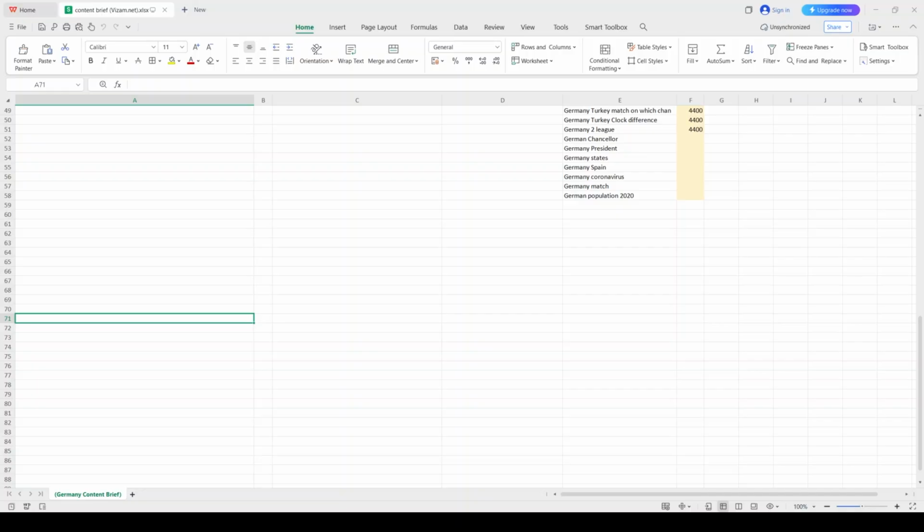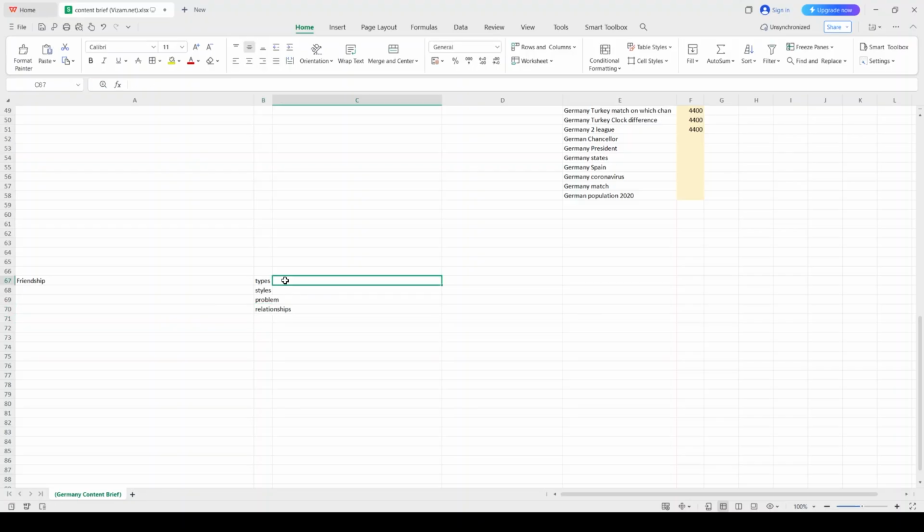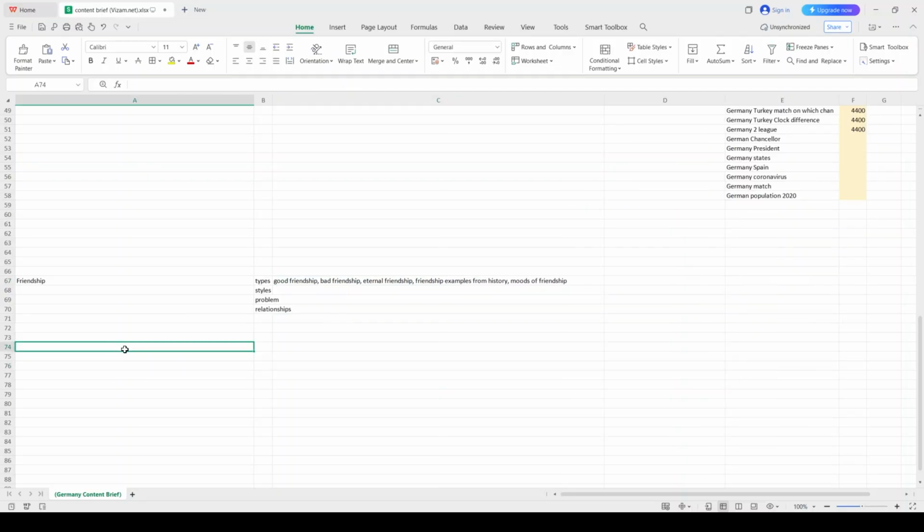For example, we can take the word friendship. First thing you can see is what types of words can appear after friendship, like types, styles, problems, might be relationships. After covering these specific types, you can classify them like good friendship, bad friendship, eternal friendship, friendship example, history, and friendship. Also, some other types we can ask like friendship types, business lessons, friendship in us.